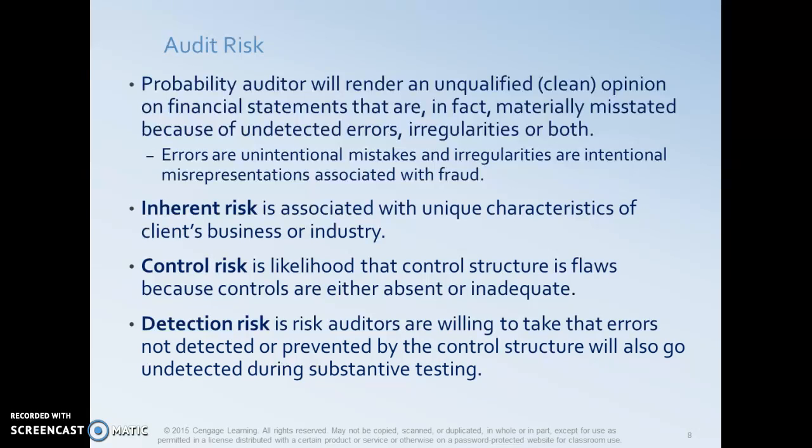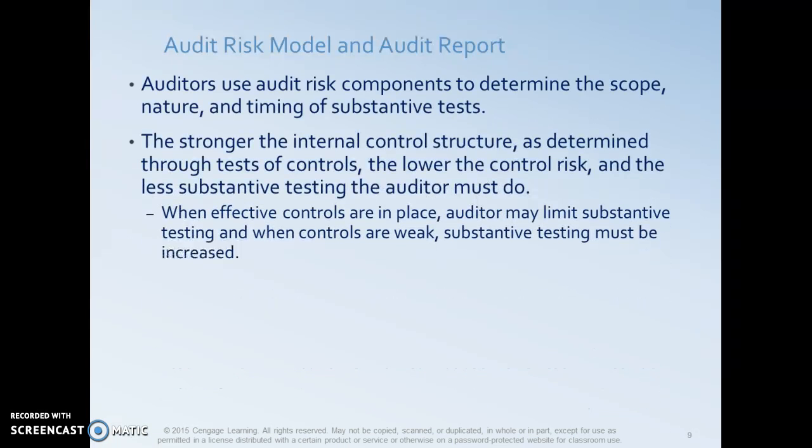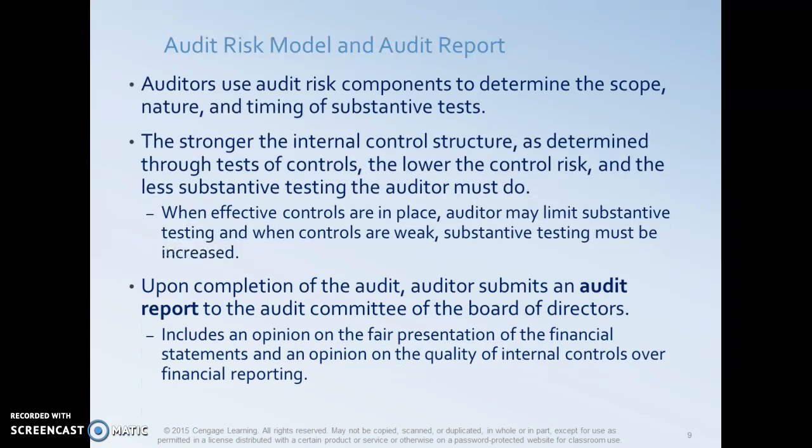The auditors are willing to take the risk that errors not detected or prevented by the controls will also go undetected during substantive testing. So auditors use the audit risk components to determine the scope, nature, and timing of substantive tests. I've kind of already gave you what we do already.